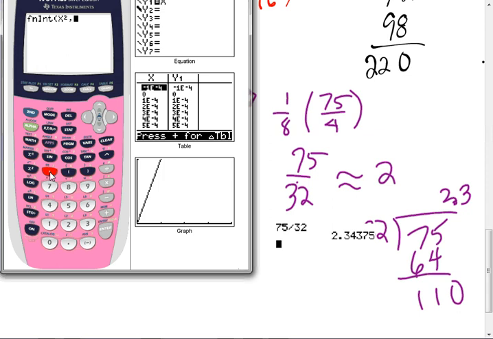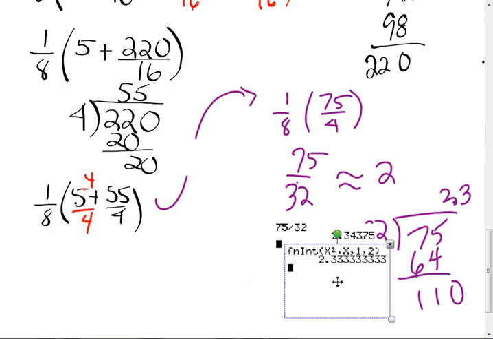That does either an integral or derivative. I can't tell unless I look at it. Comma, and where are we integrating from? 1, comma, 2. And it's so forgiving. I don't need these parentheses, but I'm going to put them because I like it correct. And there it is. 4 trapezoids gave me 2.333. Not bad.